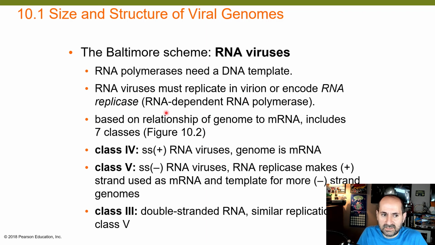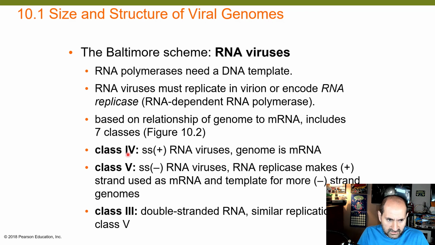That means it's a polymerase that can read an RNA template in order to synthesize an RNA product. So think about it, if you have an RNA genome and you want to copy that into more RNA genome, you're going to have an RNA replicase so that you can copy that RNA. Remember that animals do not possess such an enzyme.